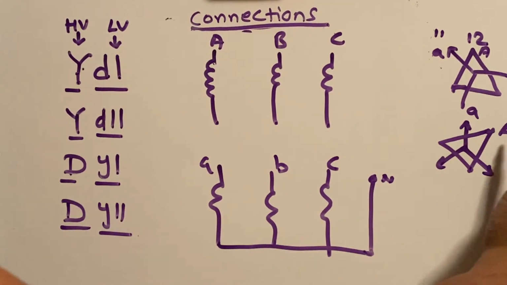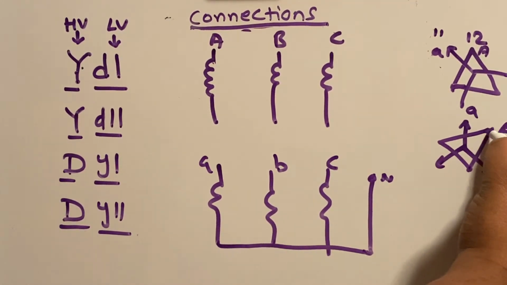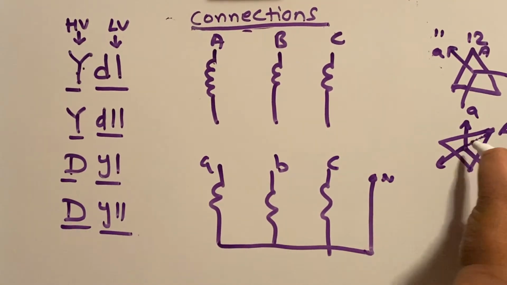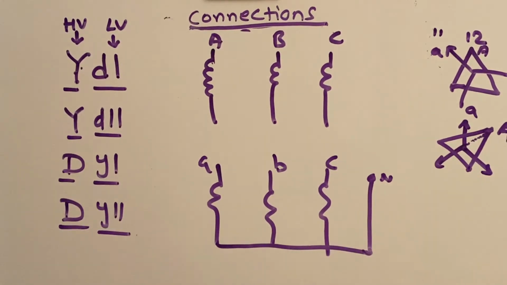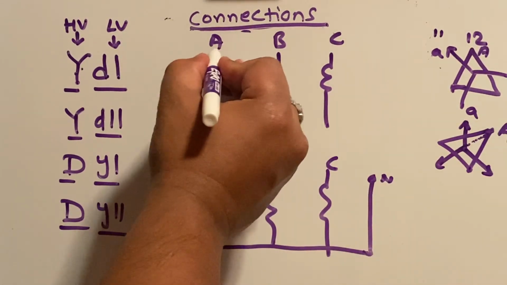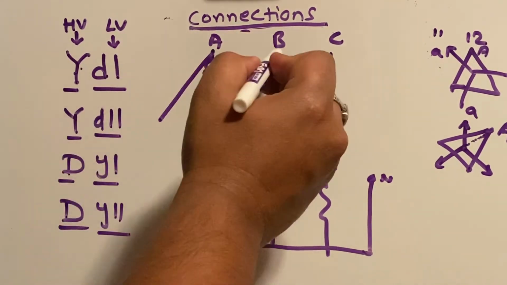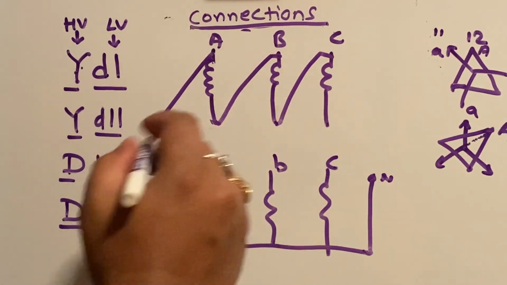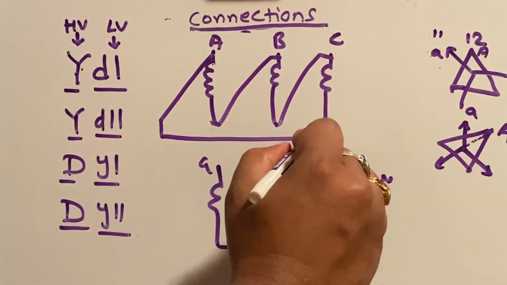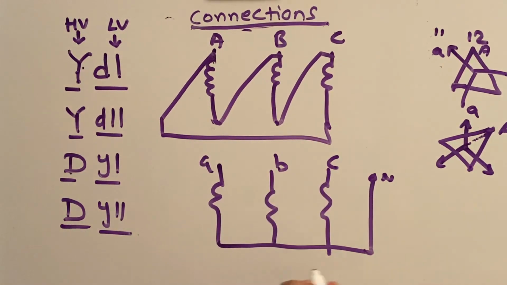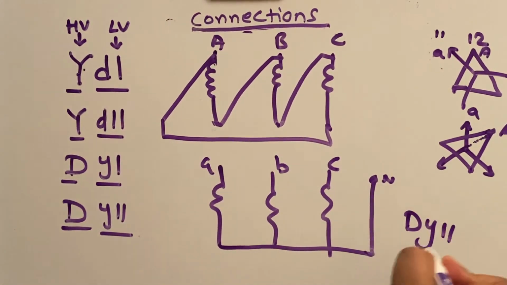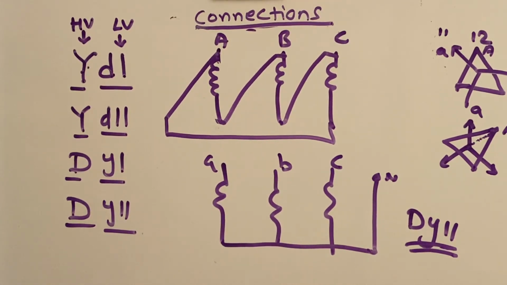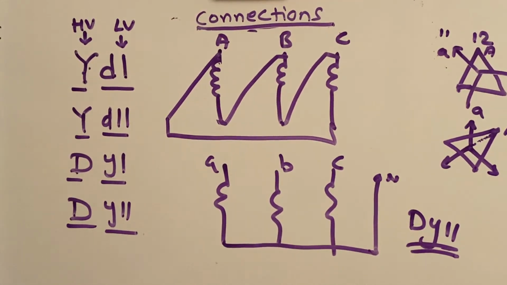If you see, capital A is on the right hand side, and if you drag this line towards the center of the clock, it will be towards the left hand side. Starting from the line end, you have to drag this towards the left hand side, and then this A will automatically go and close the loop here. So this is how you're going to make the Dy11 connection.